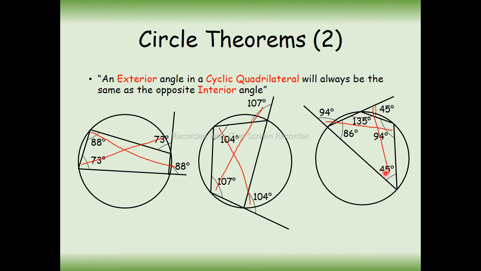Could it have been 135? Why couldn't it have been 135? Because 135 is inside. We're talking about exterior. 45 is outside. We're talking about exterior and interior. That's how we look at it: one on the outside, one on the inside. Why couldn't the missing angle where we put 45 have been 135? How could that be 135? They're on the same line. It can't be 135.